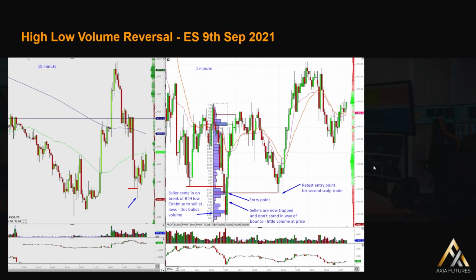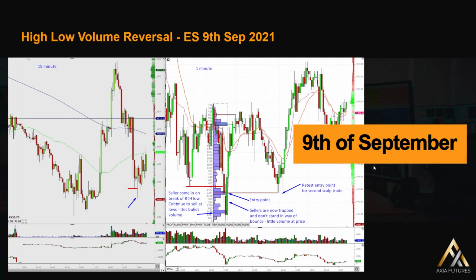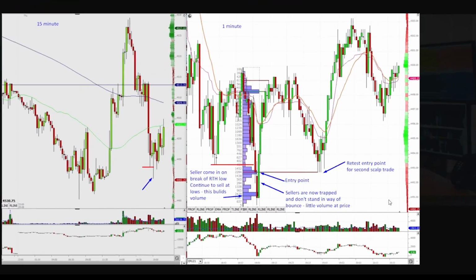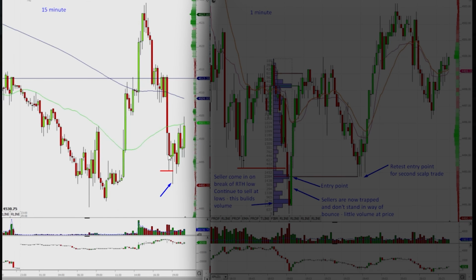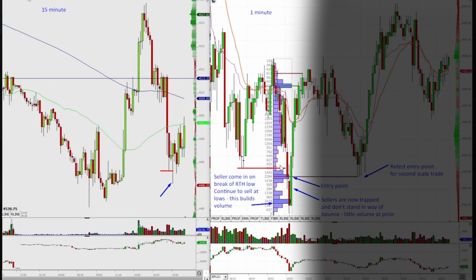So, what we've got here, this was S&P on the 9th of September. And this is a breakdown through the regular trading hours low. So this is on this little break down through here. This is the previous low. And then we get this rush down. This is your opportunity for this little scalp trade. And the whole aim here is to then play yourself back up towards 98.